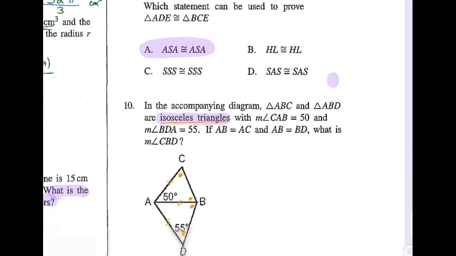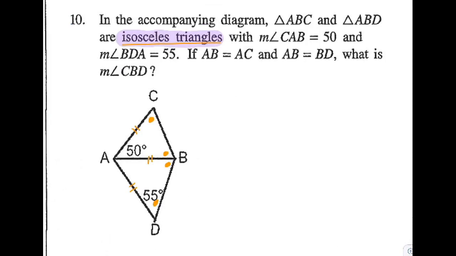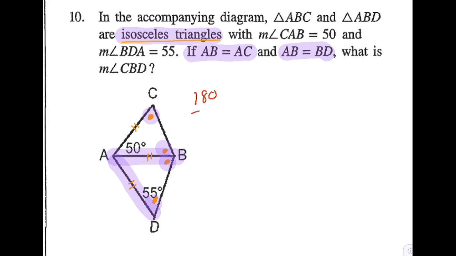Number 10. This has to do with isosceles triangles. There's actually two of them. The first one tells us that AB is congruent to AC, which means those two sides are the same. If that's true, then those two angles have to be the same. It also says AB and AD are the same, which means those two angles have to be the same. If I start with 180 and take 50 away, I have 130, which means both of these have to be 65.